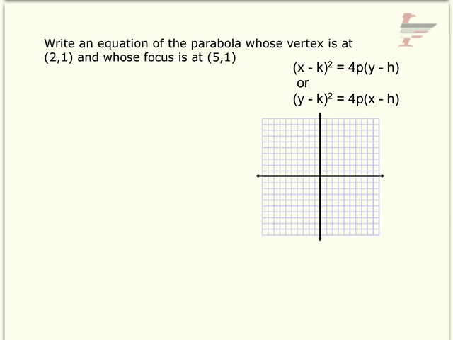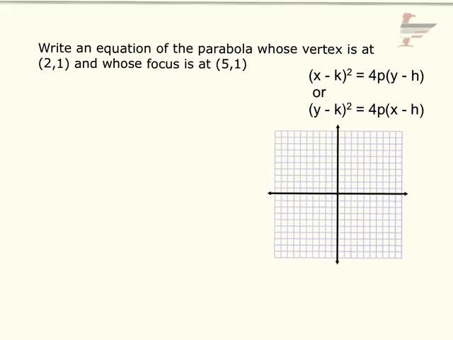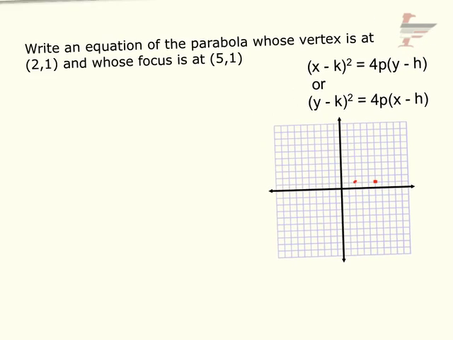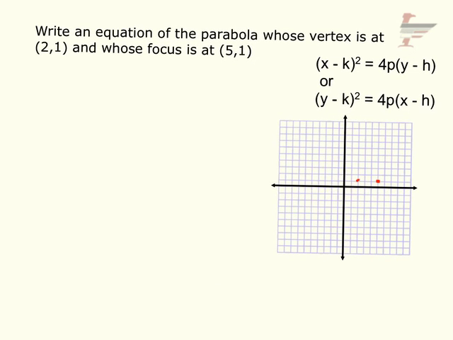Okay, so note this problem says to write an equation of the parabola whose vertex is at (2, 1) and whose focus point is at (5, 1). It does not say anything about graphing it, but I'm going to graph (2, 1) and (5, 1) because I just want you to think about this. I'm going to make that smaller again so you can still see those points. My vertex is at (2, 1), and my focus is at (5, 1).